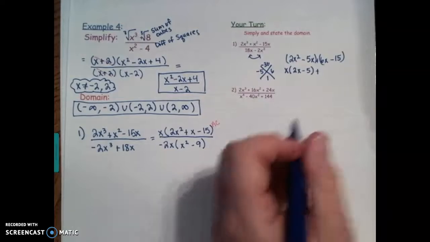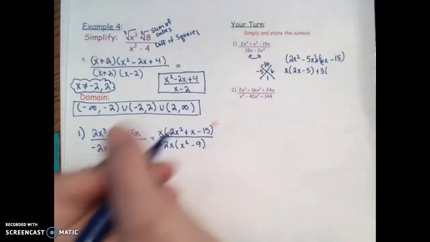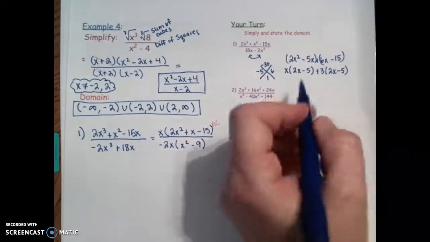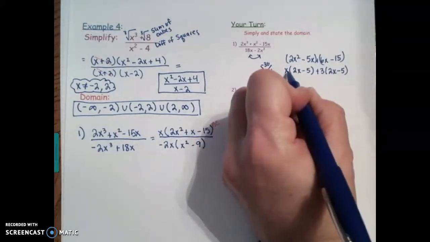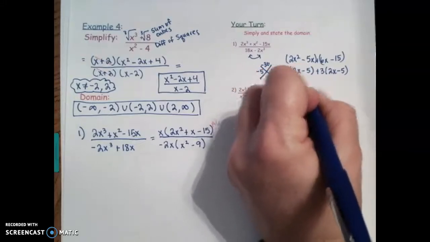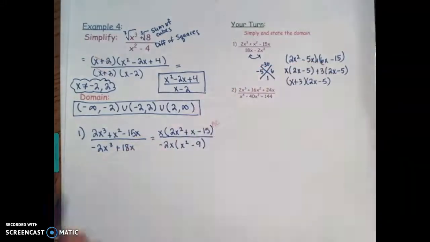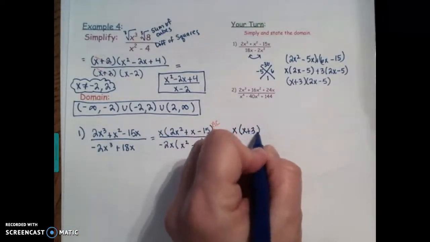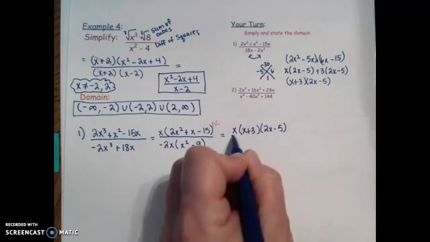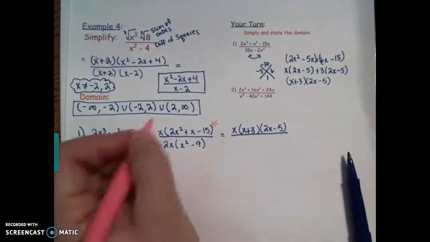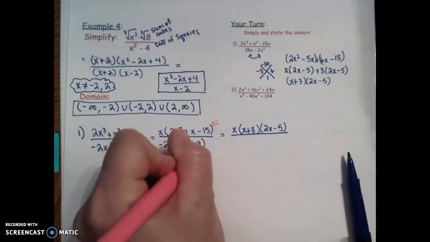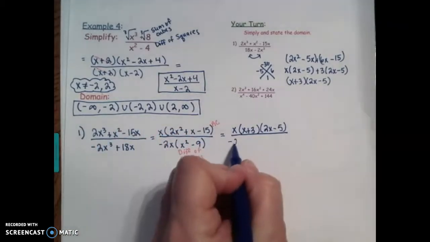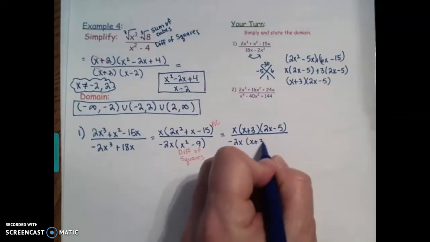Sign in the middle always comes down. We can factor out a 3, and that'll leave us with 2x minus 5. So there's that twin I was talking about. So you use what's on the outside of parentheses, x plus 3, and then write your twin. So we have x times x plus 3 times 2x minus 5 in our numerator. This x squared minus 9 is a difference of squares. So we have negative 2x times x plus 3, x minus 3.